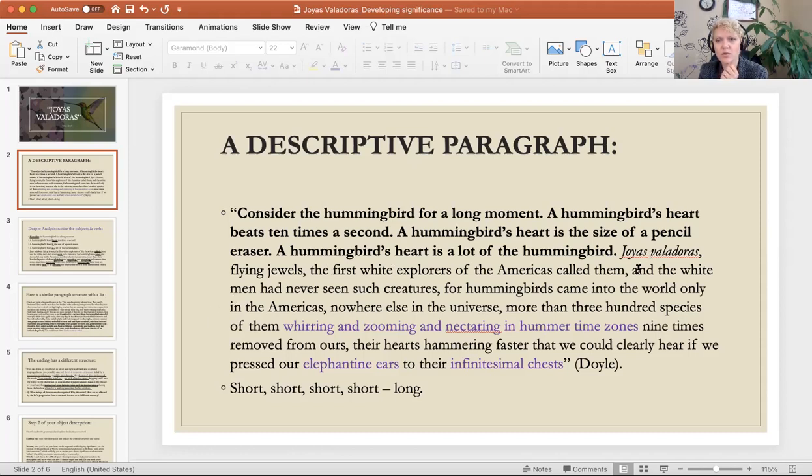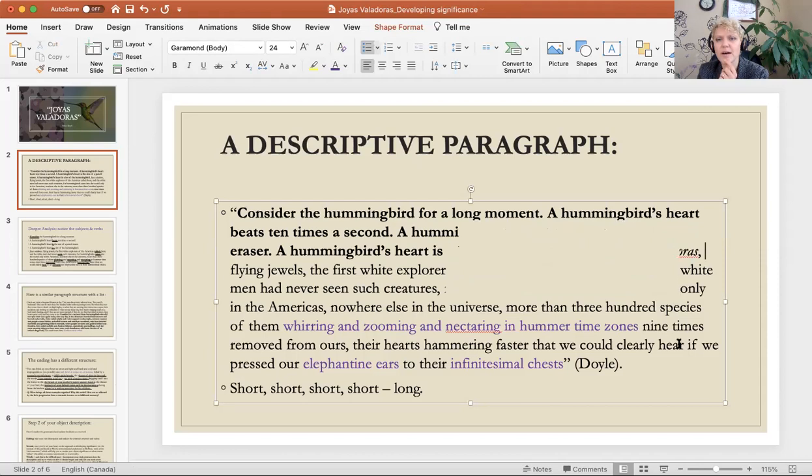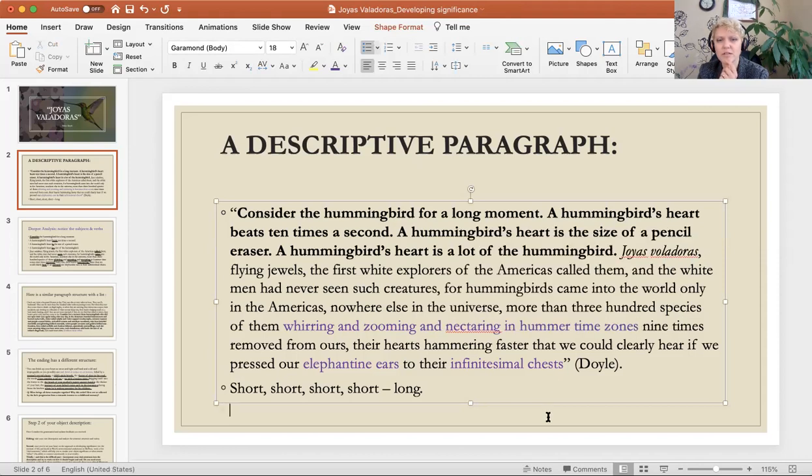What does the word Voladoras actually mean? It means something quick, perhaps. What other words does Voladoras remind you of? If you think of a word in English today, you could say, oh, it sounds like volatile, right? So there's speedy little flying jewels.